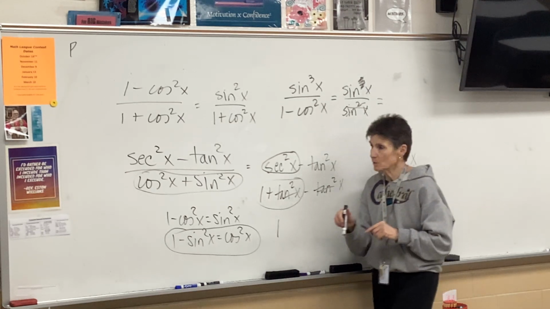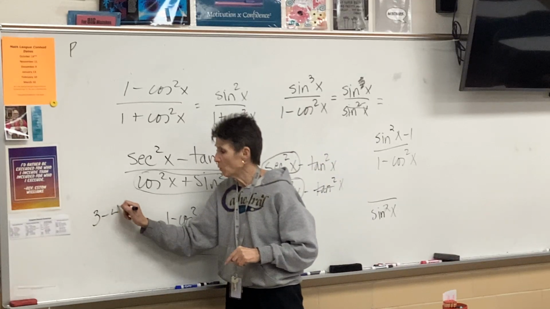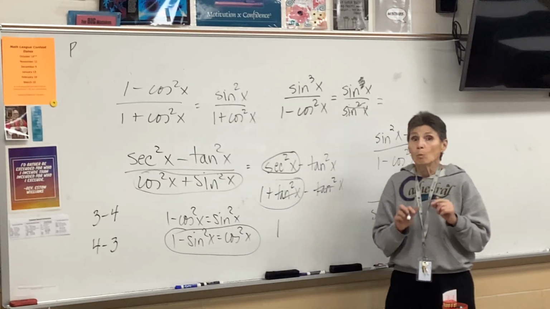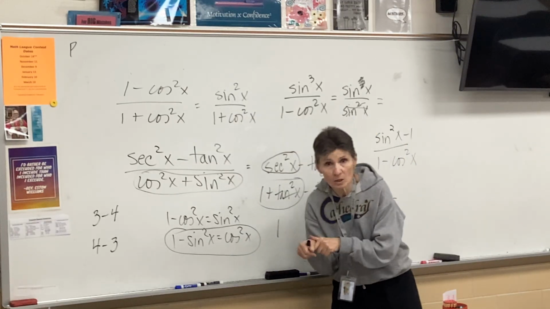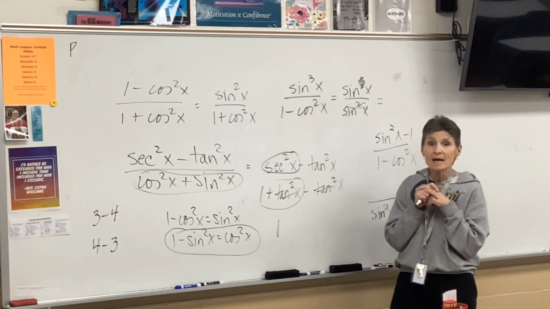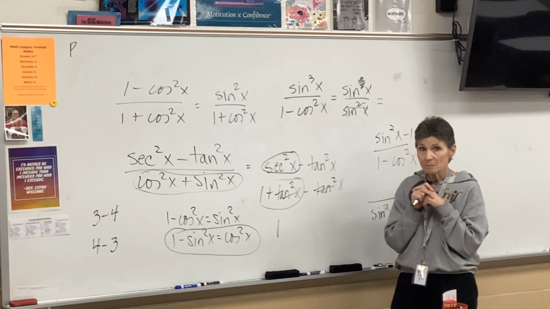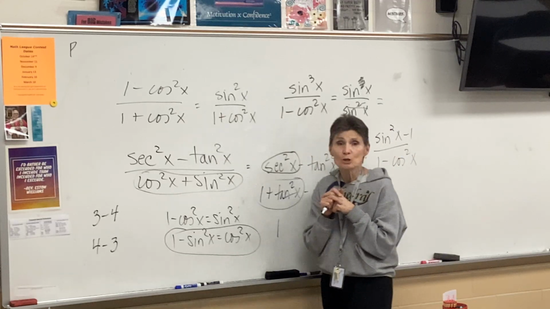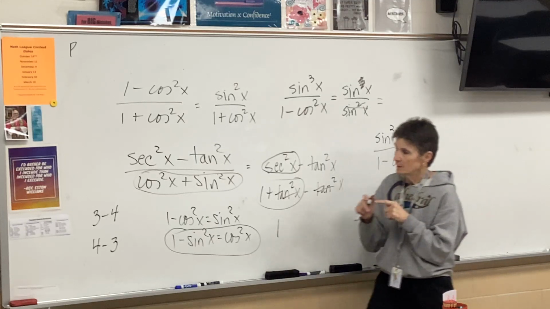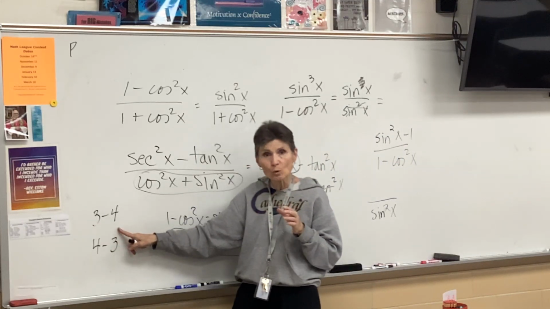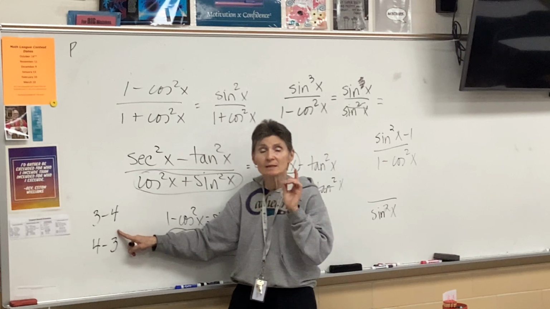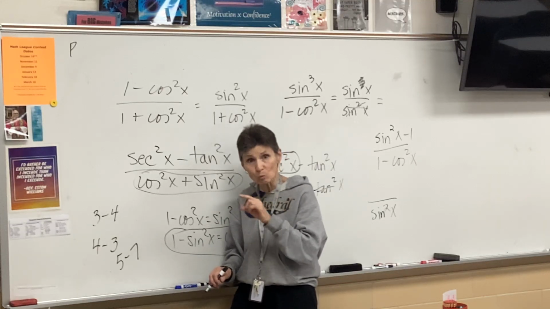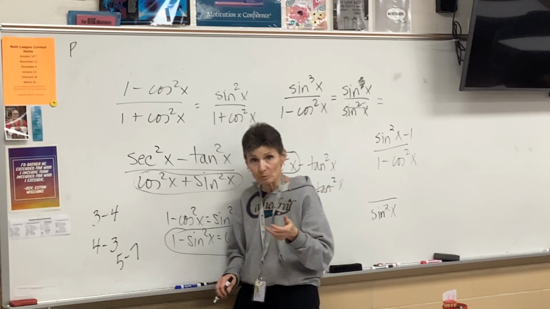I want you to think about this for a second. Are 3 minus 4 and 4 minus 3 the same thing? Well, they're the same number, but one of them is negative. In other words, when you subtract in the wrong order, you become negative. When you subtract in the wrong order, you don't get 1, you get negative 1. 5 minus 7, I'm subtracting in the wrong order, and I get negative 2.